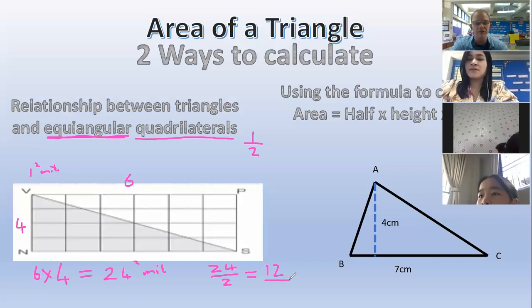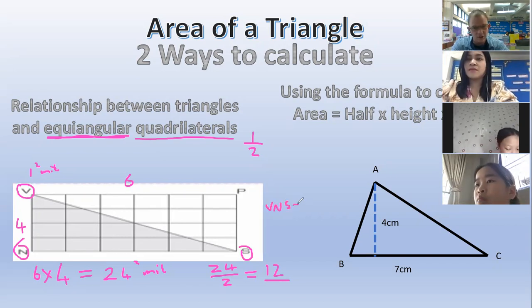So the area of triangle VNS equals 12 square units. 12 square units. So this one is the easiest one.